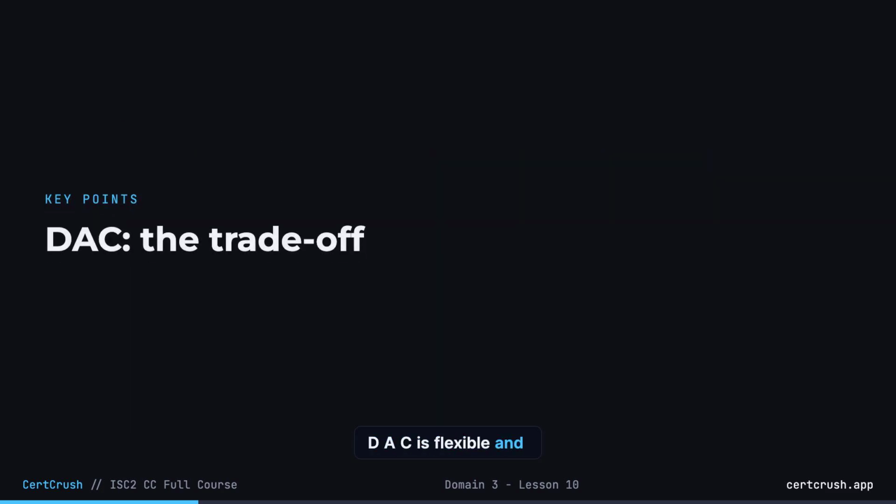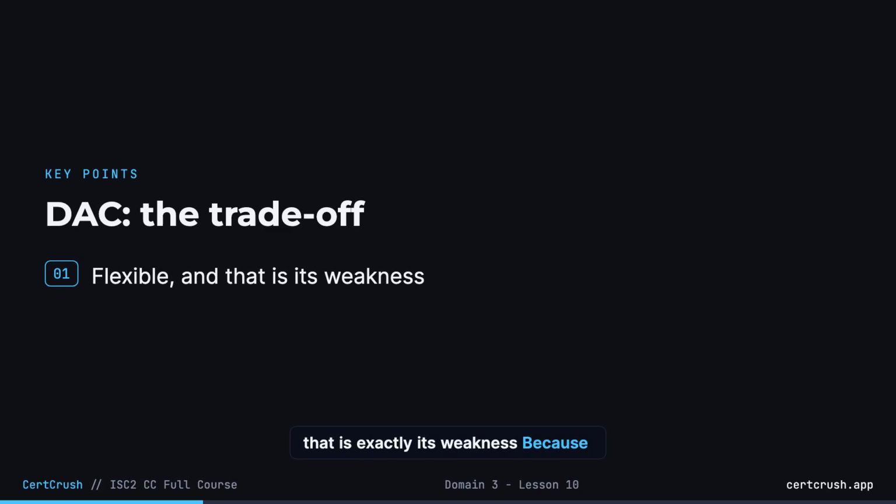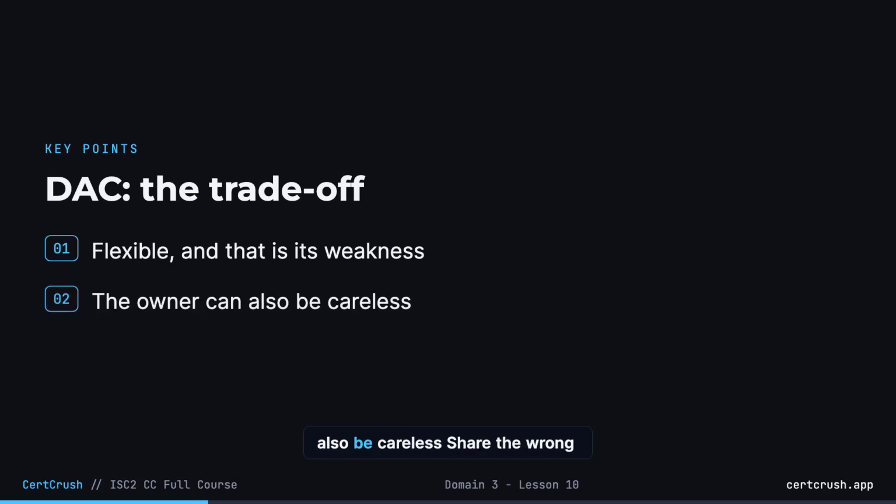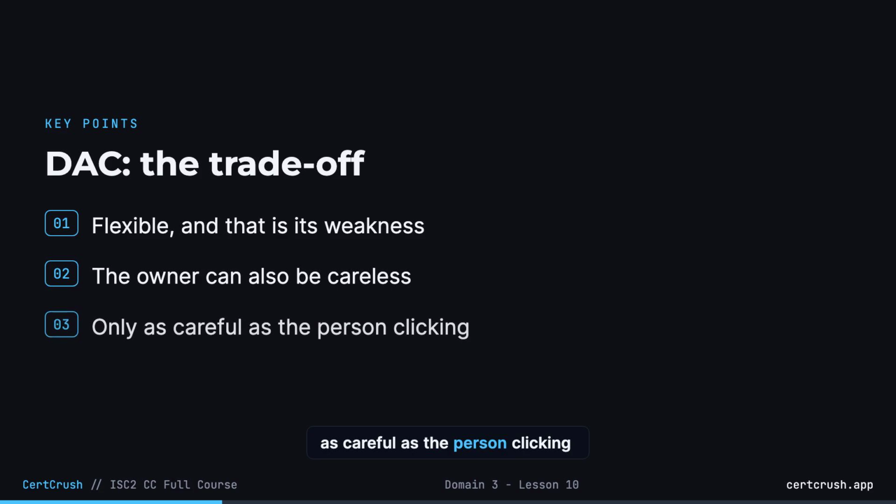DAC is flexible, and that is exactly its weakness. Because the owner decides, the owner can also be careless. Share the wrong folder with the wrong person, and nothing stops you. It is only as careful as the person clicking. Remember least privilege from Lesson 8? The keys to your office, not the whole building? DAC relies on humans to honor that.